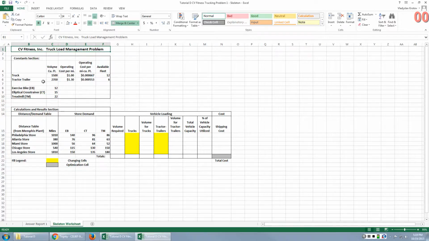is manufacturing and selling various exercise equipment. So you can imagine yourself as being one of the operations or logistics managers for CV Fitness, and your job is to find an optimal way to combine various shipments using trucks so that the overall cost of shipment is minimized for the company. So that's the overall objective. You're trying to minimize shipment cost, given the kind of equipment and the kind of demand for this equipment at various stores that the company operates.